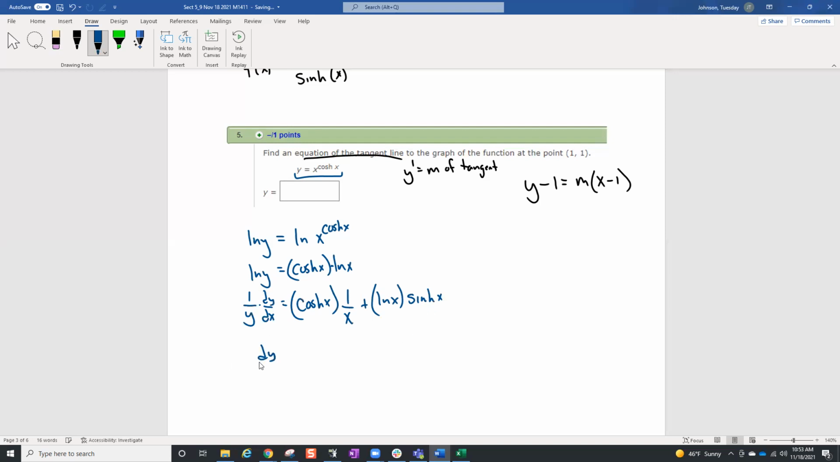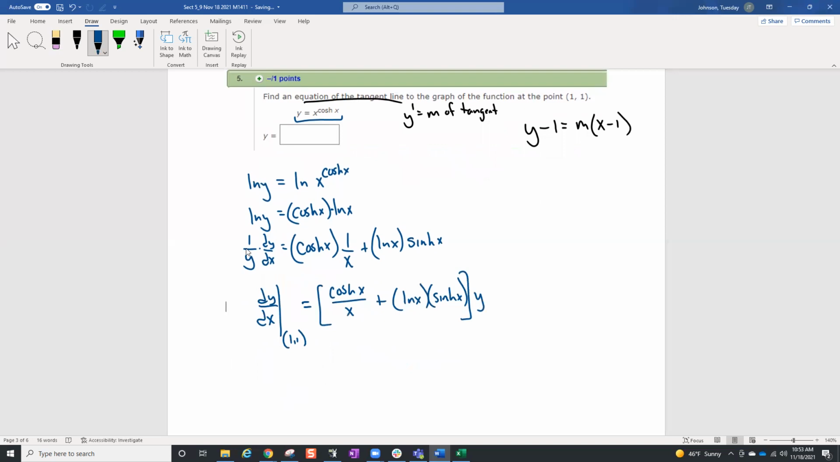And we really want to know what dy/dx is, and we want to evaluate it at the point (1, 1). Since I know the y value, here's what I'm going to do. I'm going to take this whole thing and write it in a more compact form. So I'm going to take cosh x divided by x, add to that, there's no way of making this better, natural log of x times hyperbolic sine of x, and I'm going to multiply that all by y, right? Multiply by y on both sides to get the dy/dx by itself.